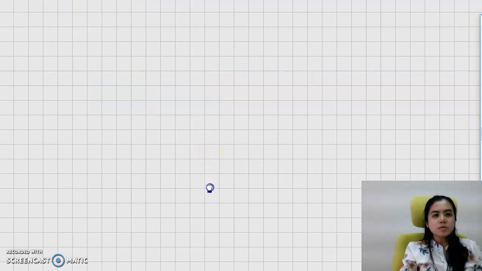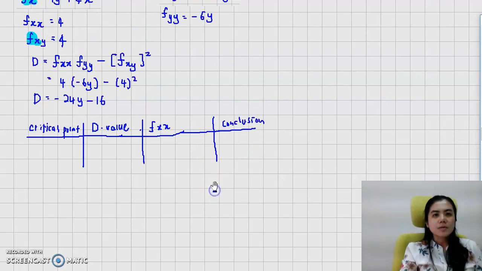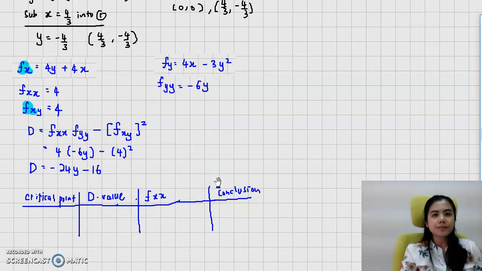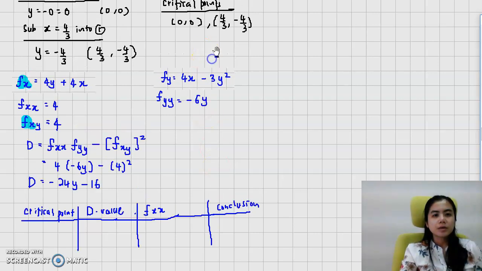Alright, okay, so let's look at our critical point first. What is our critical point to solve? Our critical point, we have 2, right, to solve. This is the one. So we have 2, okay. So the first critical point is 0, 0. And the second critical point, that is 4 over 3, negative 4 over 3. Okay, the D value, that is you have to do substitution later. Okay, how about the fxx? fxx is actually 4. Alright, okay.